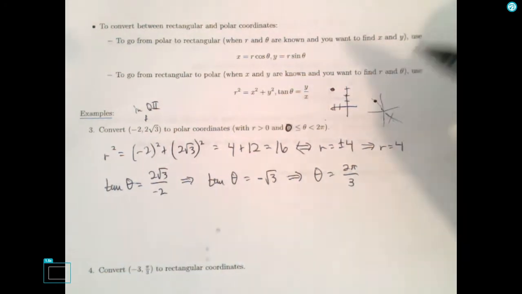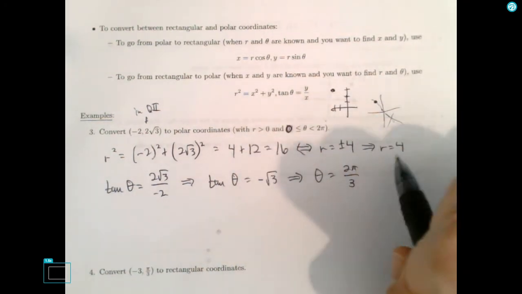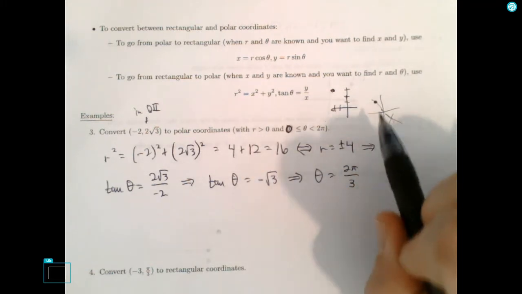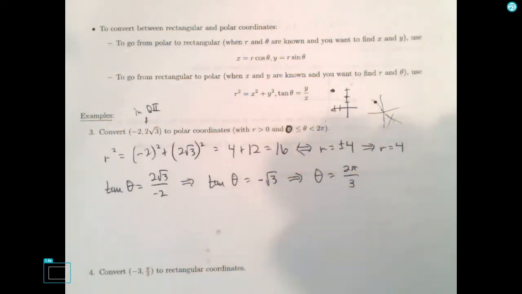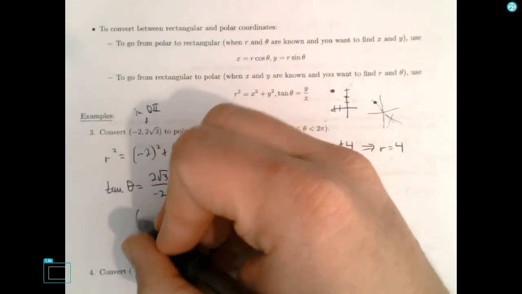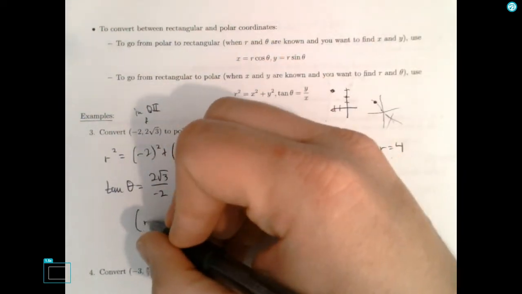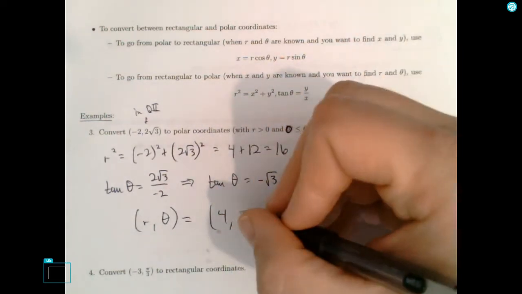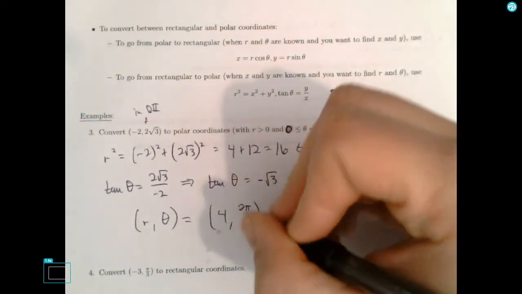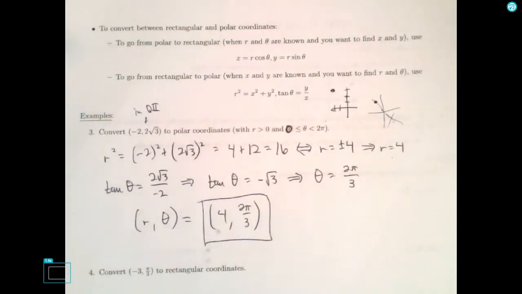Anyway, but we wanted a positive r, and if we're forcing r to be positive, and if we're forcing theta to be between 0 and 2 pi, well then theta equals 2 pi over 3 is the only choice. Okay, so the polar coordinate, man, that took longer than I intended to take. But anyway, so the polar point would be r, theta equals 4, 2 pi over 3. Okay, and that's that.